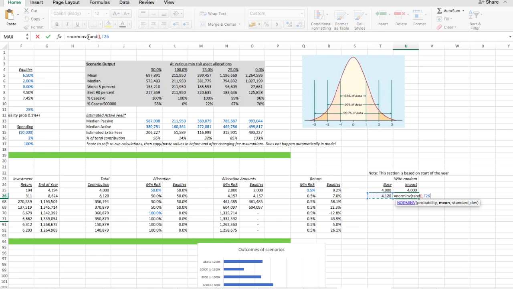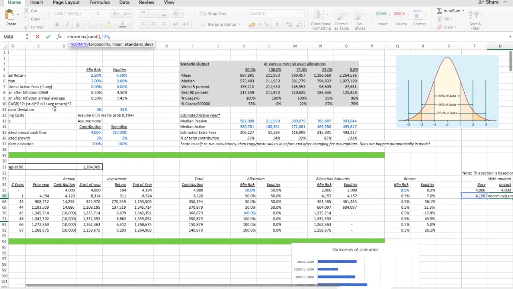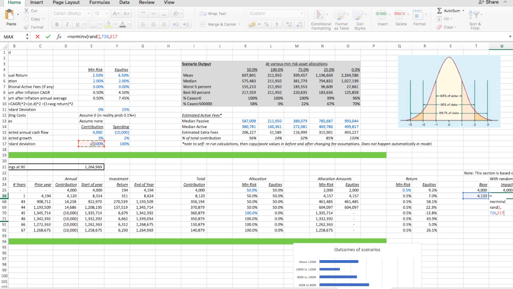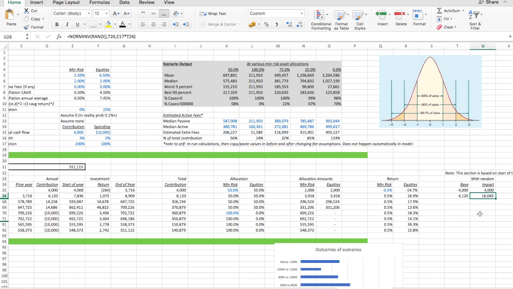So this is basically the number where, if there's no risk to our contributions, we're saying in this case we contribute 4,000 and we grow that by 3% a year. But now we're introducing, so that's on the mean in our outcome, or the average, the standard deviation. Now the standard deviation is the one we put over here, in this case 200%, but it's times this number, times T26, so that should work. So this is going to change every time, and E17 should always be E17.